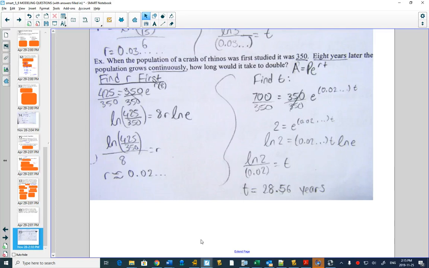So I put an answer up here so you can check it later. You should have got r to be 0.02 with a bunch more decimal places. And then when you solve for t, you would get 28.56 years.